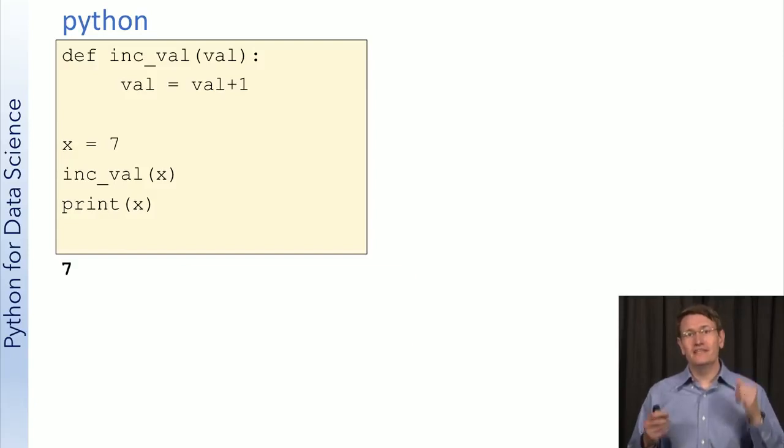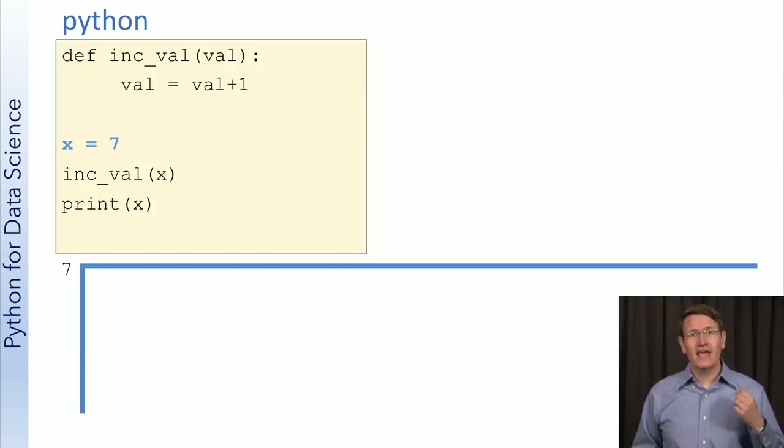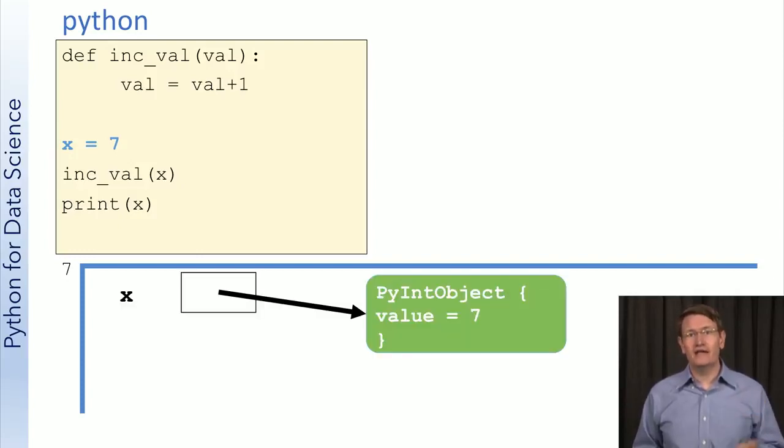The output here is 7. If you guessed 8, don't worry. This is a really common misconception. Let's talk this through. First, x is assigned the value 7. This translates to a variable x being created, which points to an integer object with a value of 7.